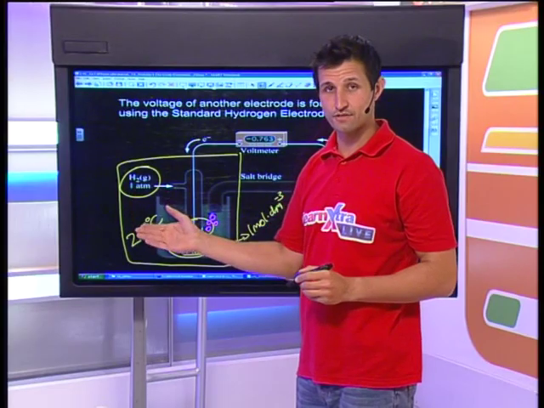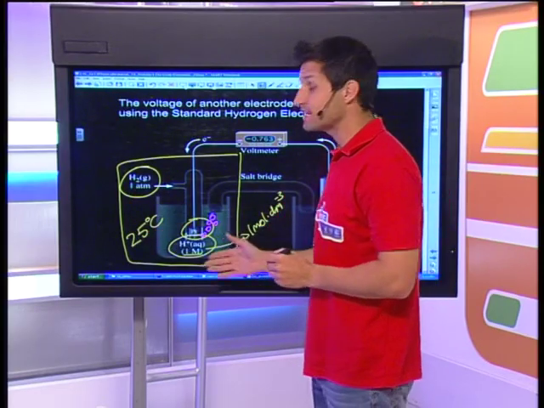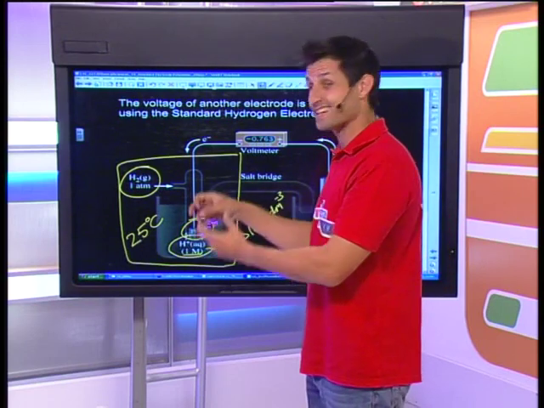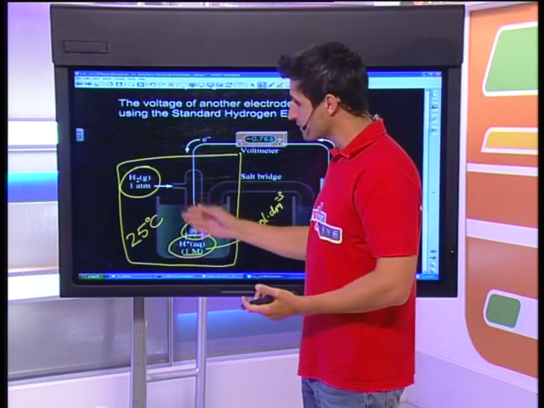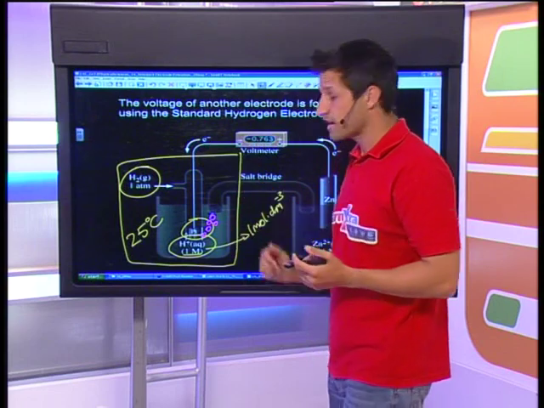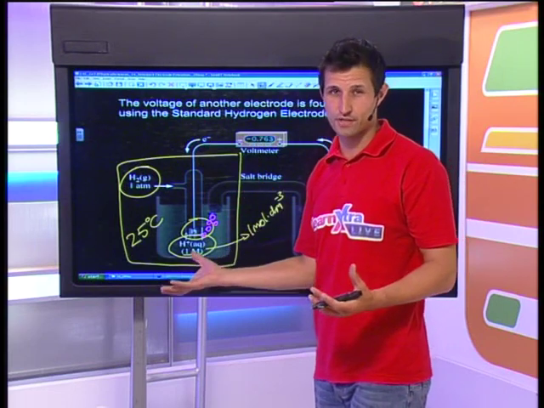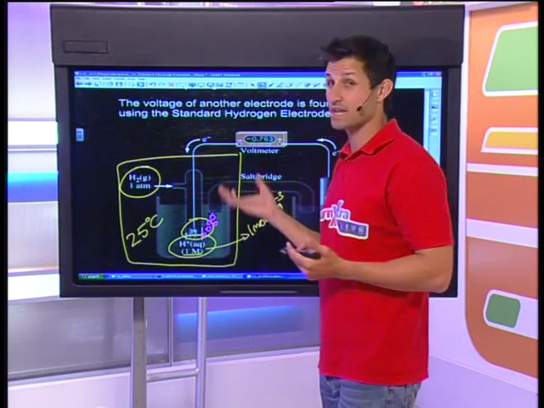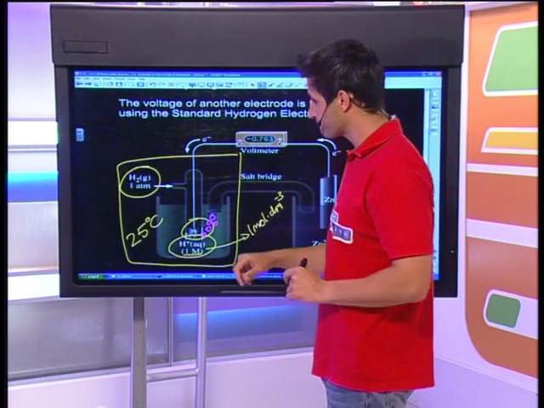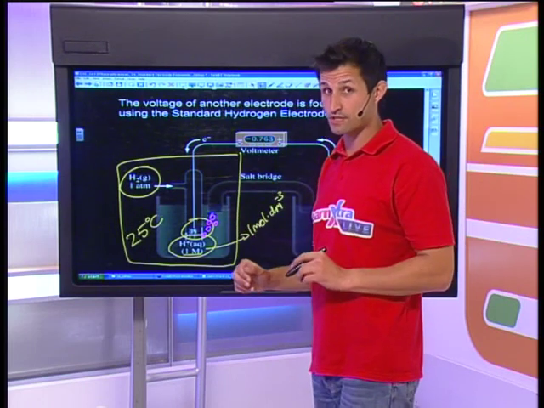Hydrogen can't be conductive because it's a gas. So we need the platinum in there to be an electrode. So our platinum, hydrogen gas, and H+ ions, which we usually get from HCl as an acid, make a standard hydrogen electrode. But now, let's take a look at the rest of the picture.